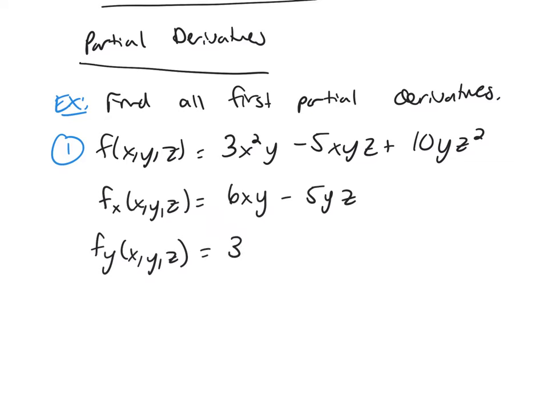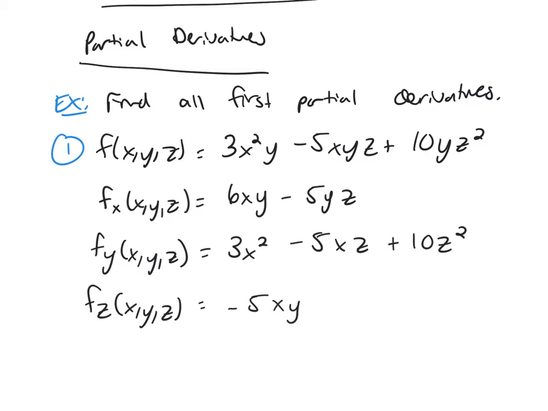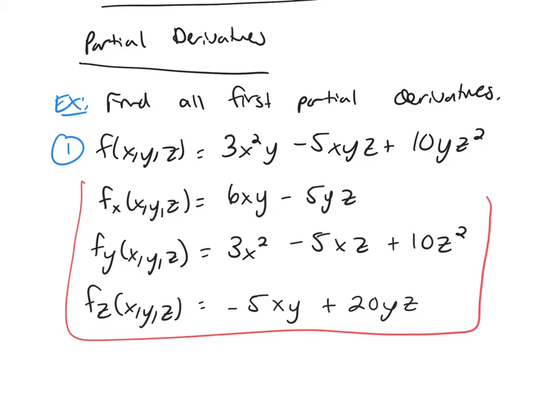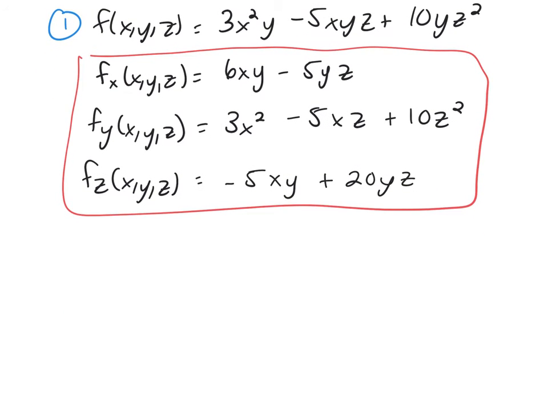fy, so 3x squared minus 5xz plus 10z squared. And finally, fz. There's no z in that first term, so the derivative is 0 minus 5xy plus 20yz. So these are all my first order partial derivatives. Let's look at another example.